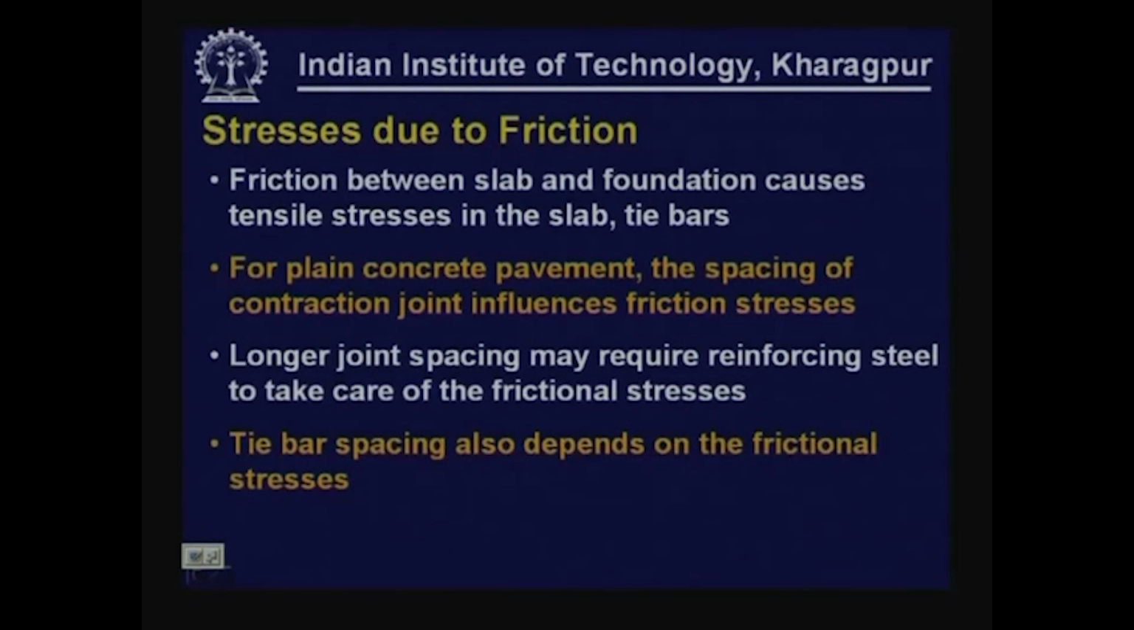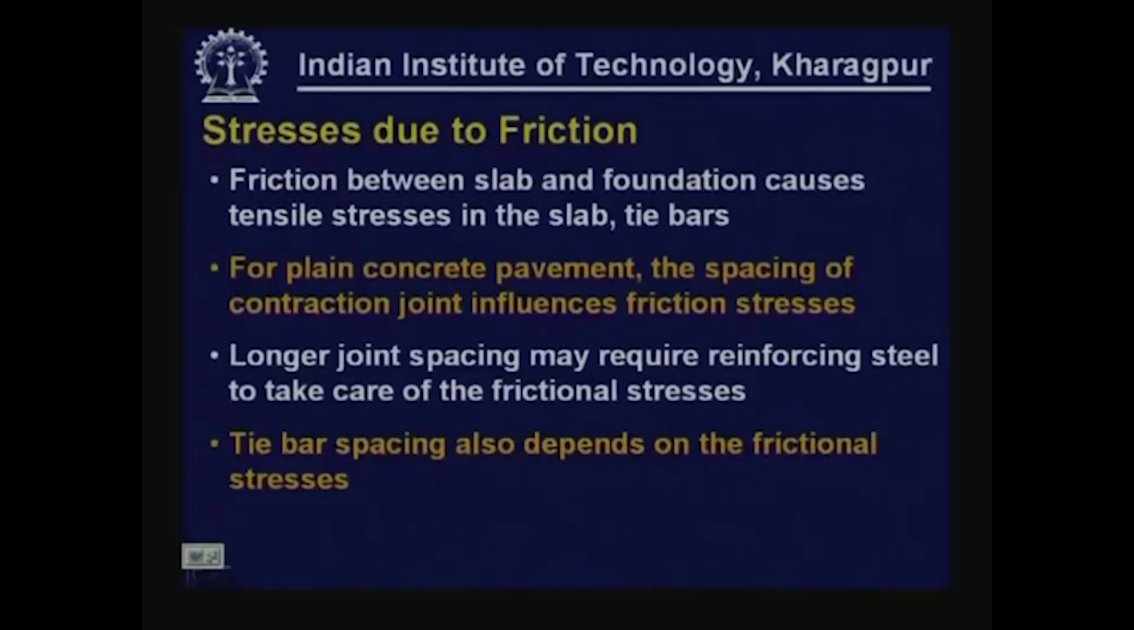This we have discussed earlier. Friction will be mobilized when the slab is trying to move. Friction between slab and foundation causes tensile stresses in the slab, that is when it is trying to contract. For plain cement concrete, the spacing of contraction joint influences the friction stresses. Longer joint spacing may be required for reinforcing steel to take care of the frictional stresses. Tie bar spacing also depends on the frictional stresses.